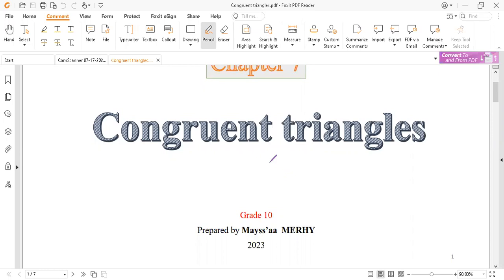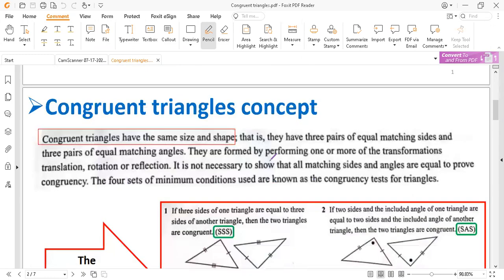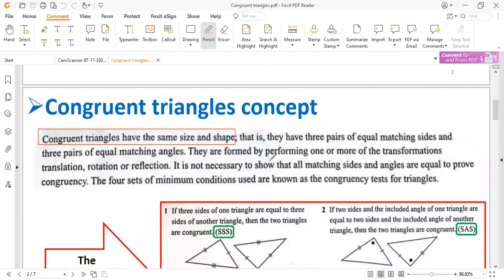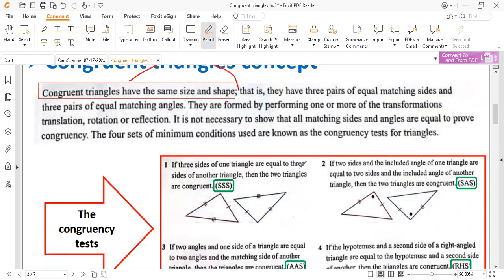Each pair of sides are congruent to each other. So we have corresponding angles and corresponding sides equal. So first of all, we should know that congruent triangles have the same size and shape.